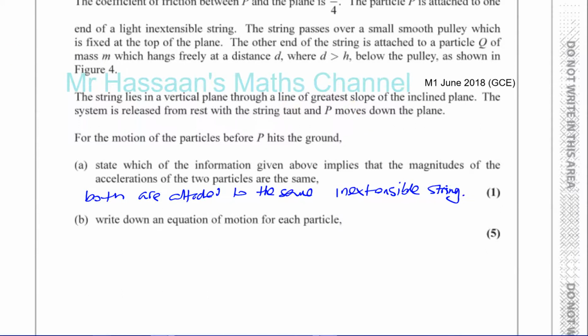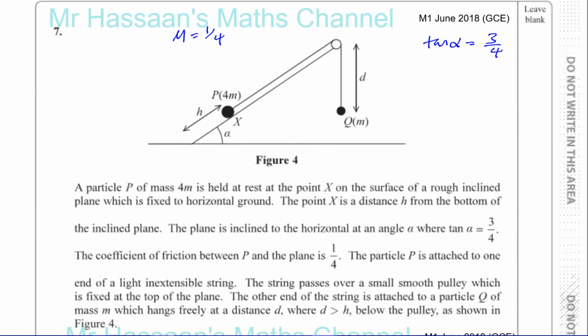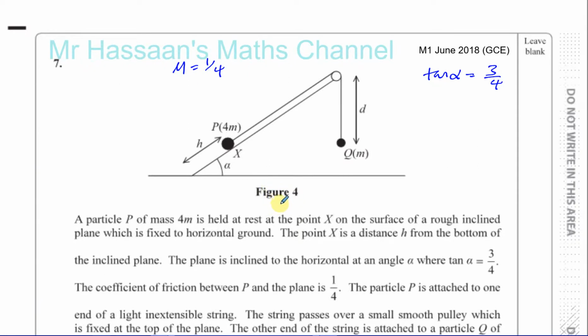Then it says, write down an equation of motion for each particle. Basically, when they say an equation of motion, they're asking you to write down F equals ma for each of the particles. So let's first of all put some forces in here. It's basically asking you to resolve the forces in a roundabout way.